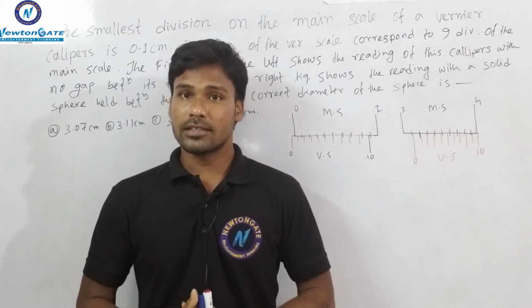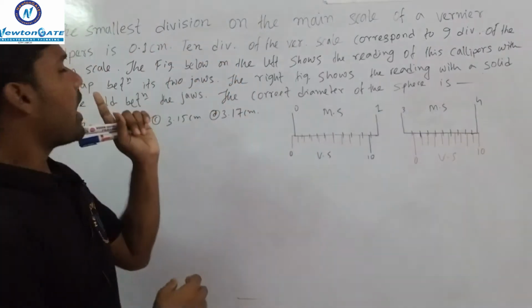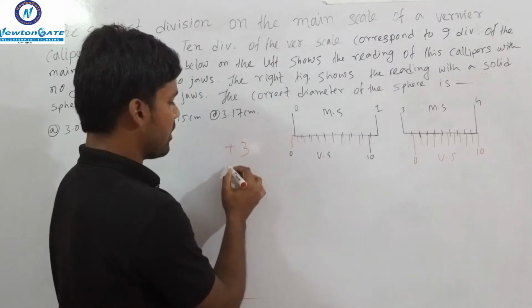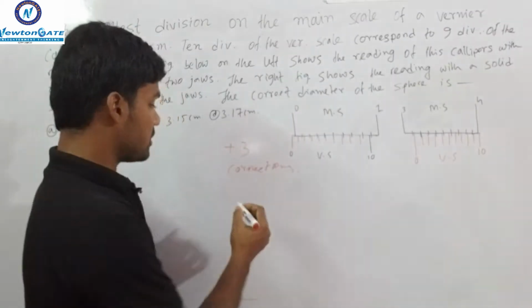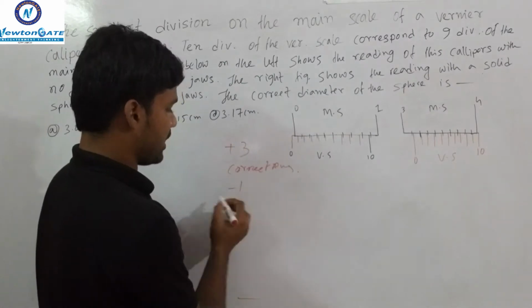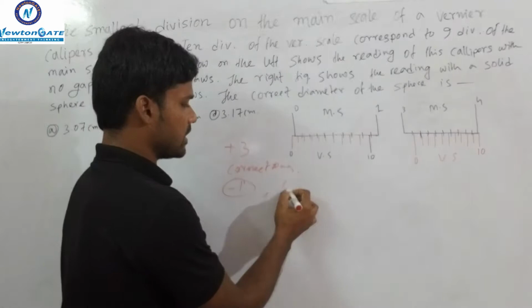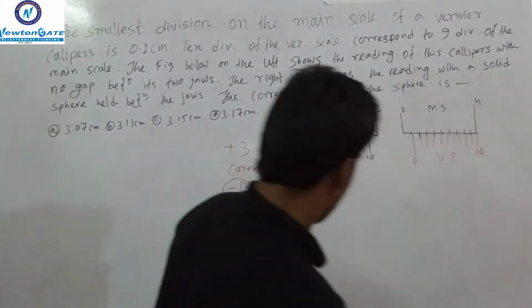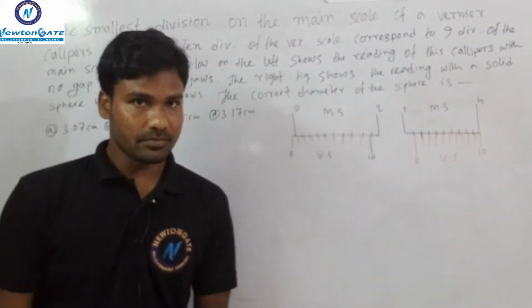In section number 1, there are 4 questions, and this is question number 1. Each question carries plus 3 marks for a correct answer. For a wrong answer, minus 1 is deducted, and for not attempting, it is 0. Okay, so let's start our first question from unit and dimension.